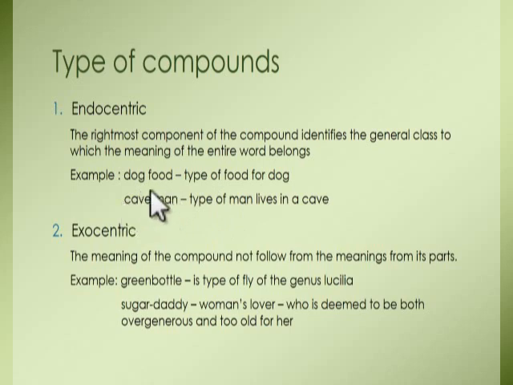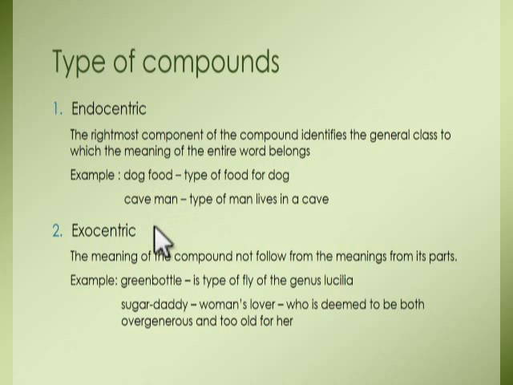The meaning is still taken from those words. So this is called endocentric. Endo, just remember, endo is inside. It means that the meaning is taken from the inside words, the elements of the words. Food, a type of food; dog food is a type of food for dogs, and caveman is a type of man that lives in a cave.